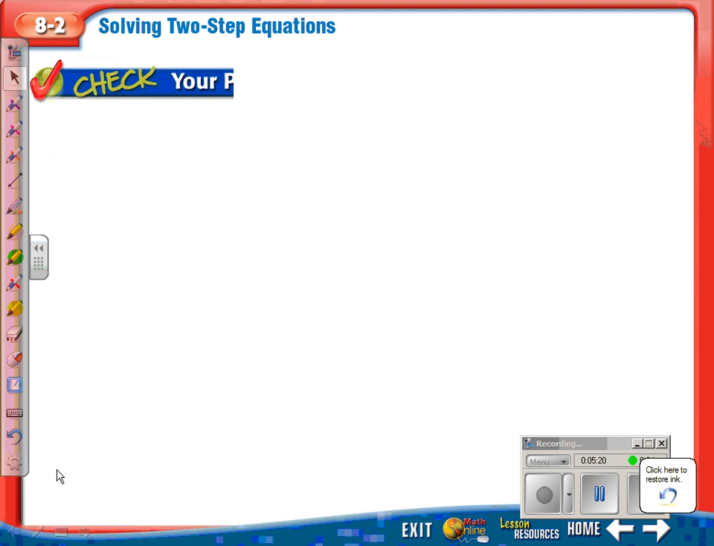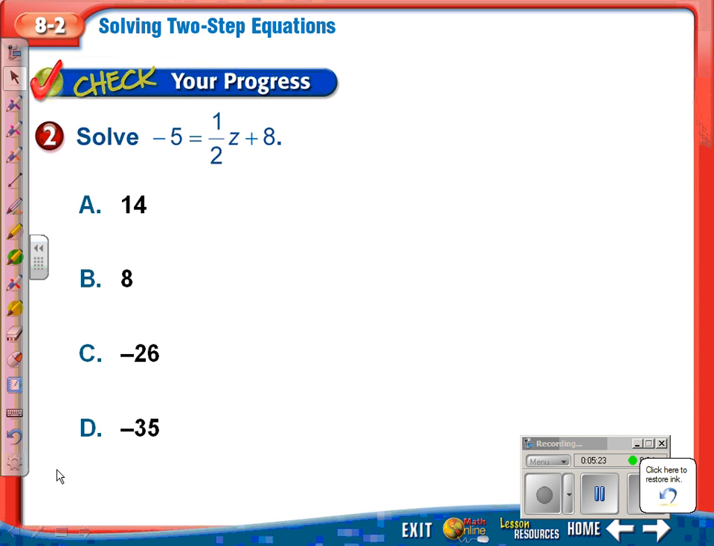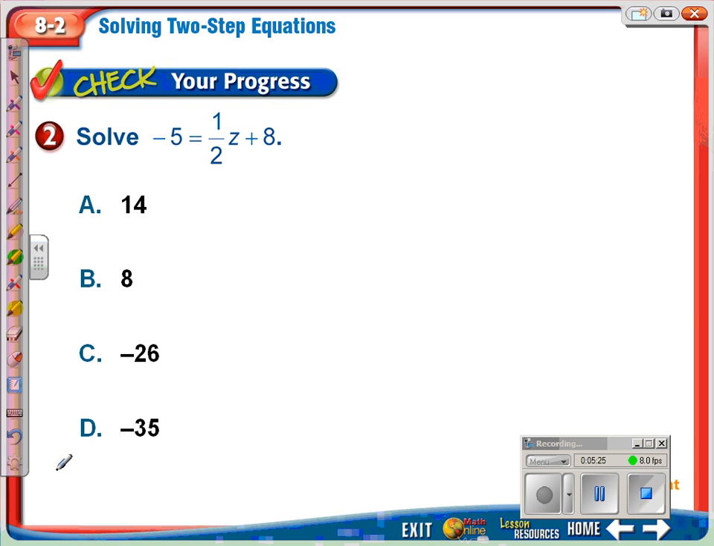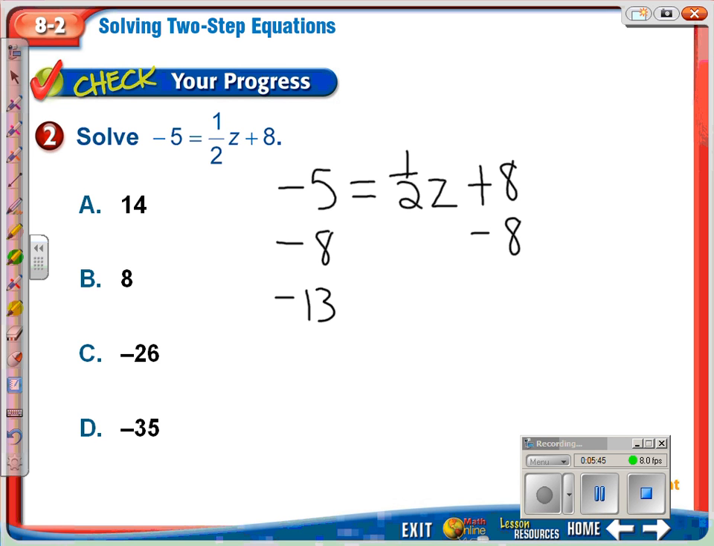The process is so important in terms of solving a two-step equation. So I want you to rewrite it just as I'm doing. -5 is equal to 1/2 z plus 8. My thought process is I want to solve for z. Z is the variable. To get z by itself, I have to get rid of a positive 8. In order to get rid of positive 8, I'm going to subtract 8 on both sides of the equation. So I end up with -13 is equal to 1/2 z.